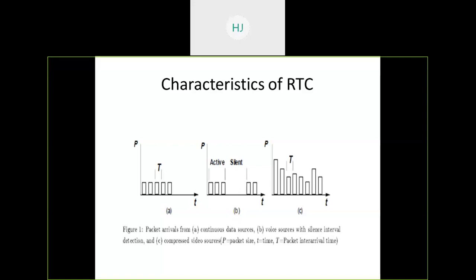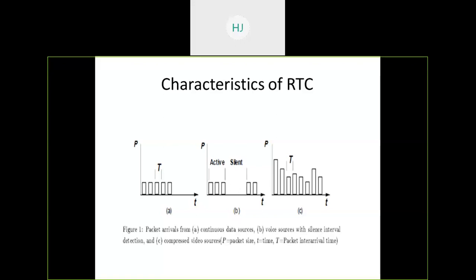We first focus on the general properties of the data rate, packet size, and the loss tolerance. We then summarize the characteristics, the properties of the particular sources of real-time traffic. In the chart, we can see that the first is the data source, the second one is the voice source, and the third one is the compressed voice source. Again, P is the packet size versus T, the packet intervals.